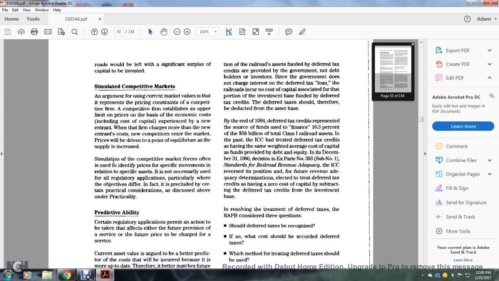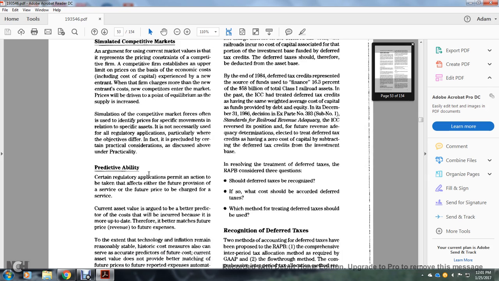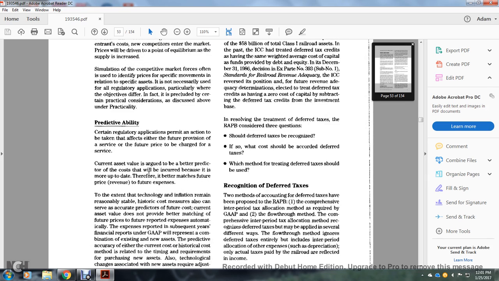The simulation of competitive markets may often be used to identify the specific movements in relation to specific assets. It is not necessary in regulatory accounting applications, practically, whether the objective is different from the fact that it precludes certain practical considerations, as just discussed above under practicality.